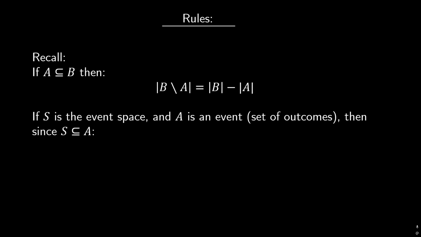Okay, if you also recall from last week, when we talked about subsets, we said that if A is a subset of B, then the size of the set B minus A is basically the size of B minus the size of A. So again, if S is our event space, think of this as the set of all possible outcomes, and A is some event, which is some set of outcomes.